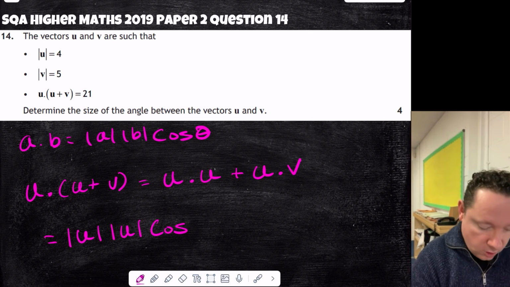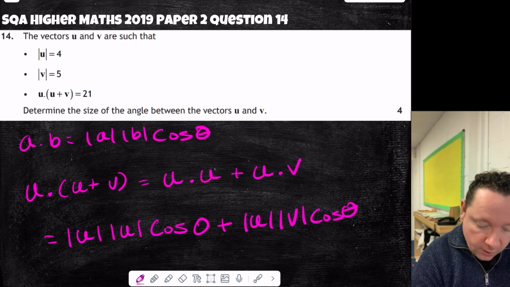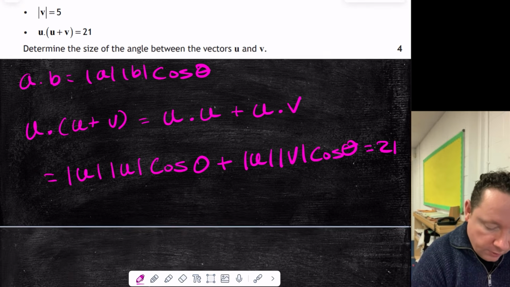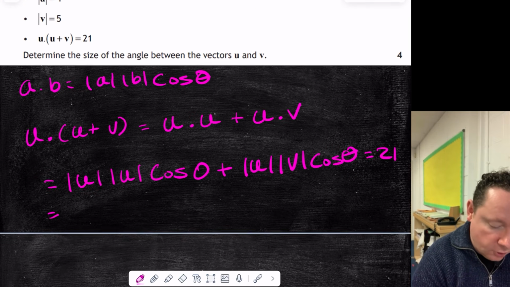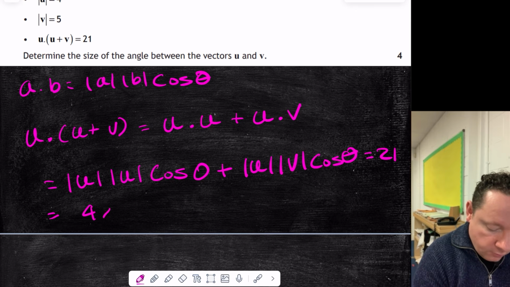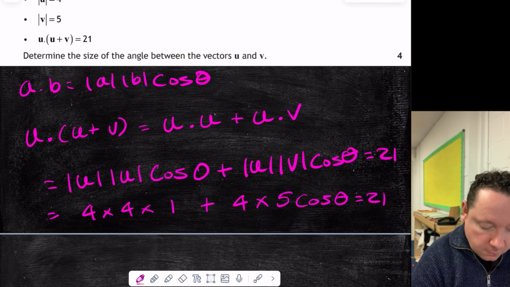Well, it's nothing, so it's the cos of nothing. Plus the size of u times the size of v times the cos of theta, because we don't know that angle, but that equals 21. Well, the cos of 0 is 1. So we've got the size of u times the size of u, 4 times 4, times the cos of 0 which is 1, plus 4 times 5 times the cos of theta equals 21.